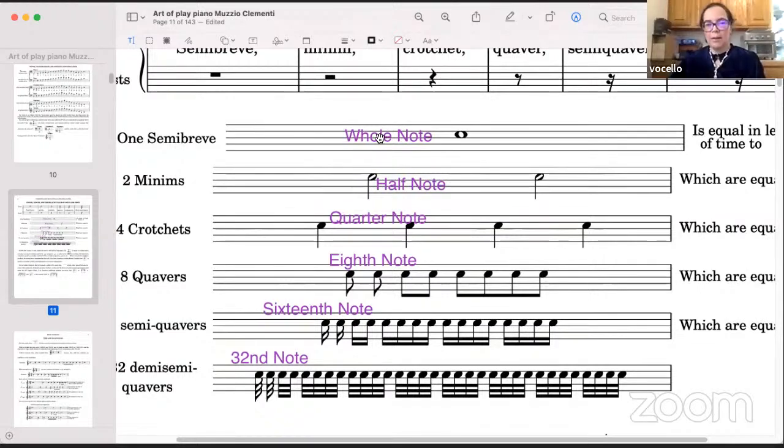So in American English, it's whole note. In solfejo, it's called semi-breve, half note or minim, quarter note or crotchet, eighth note or quaver, 16th note semi-quaver, and 32nd note.